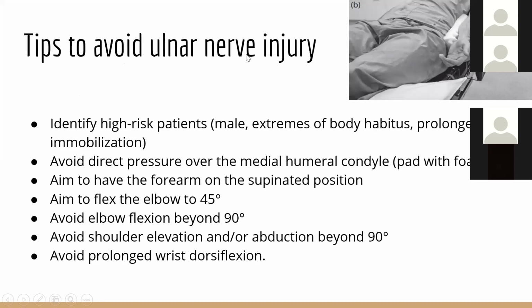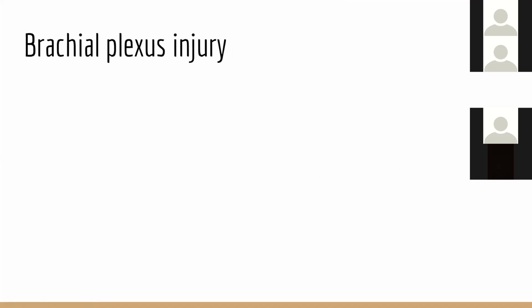As I said, to avoid ulnar nerve injury, supination is the most preferred position. First of all, identify high-risk patients: male, extremes of age, body habitus, or prolonged immobilization. Next, avoid direct pressure over the medial humeral condyle. Aim to have the forearm in the supinated position like this. Aim to flex the elbow to 45 degrees, and don't go beyond 90 degrees. Avoid shoulder elevation or abduction beyond 90 degrees, and avoid prolonged wrist dorsiflexion. Your aim is to keep the hand in a supinated position.